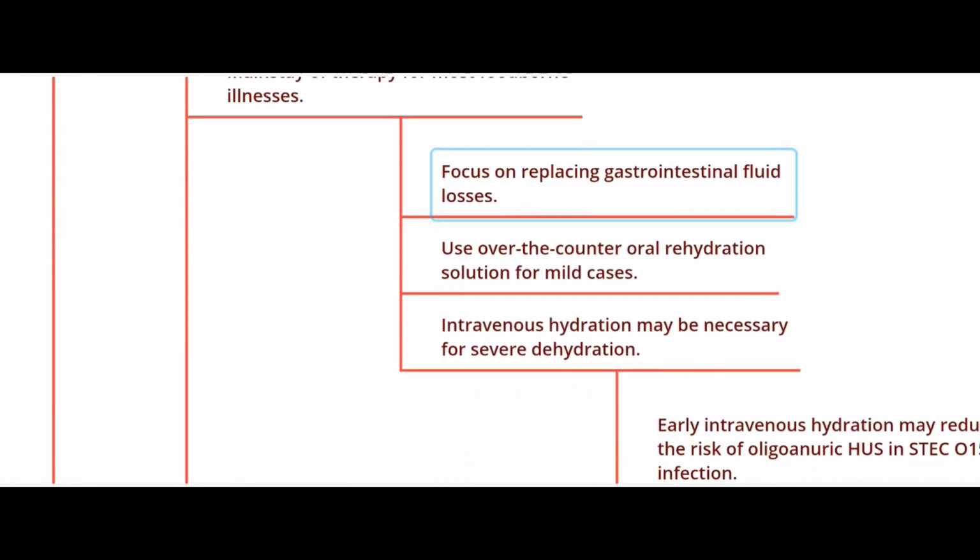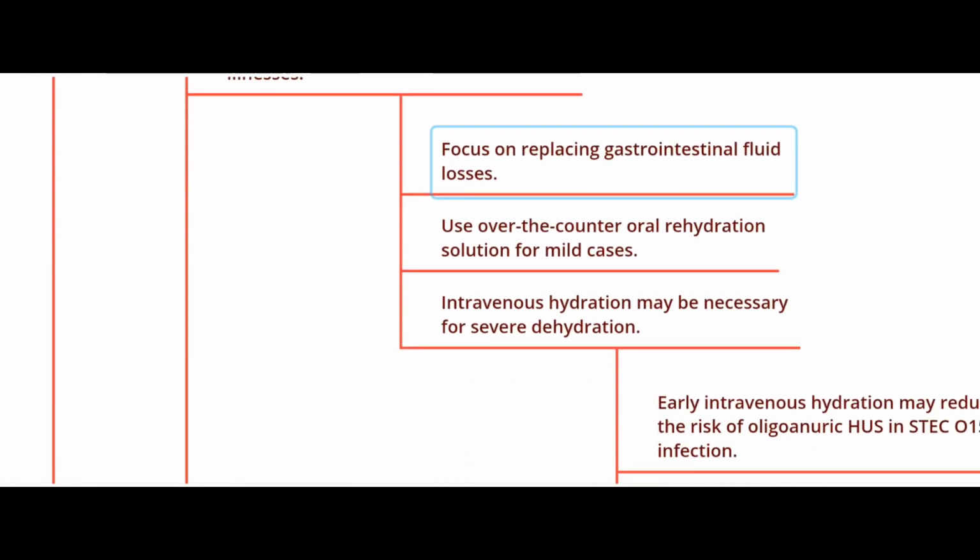The focus is to replace fluid losses, with the use of over-the-counter oral rehydration solutions for mild cases, or IV hydration for severe dehydration. And some countries have second-line treatment not consisting of IVs, but consisting of nasogastric tubes.